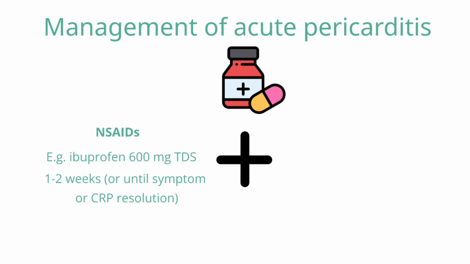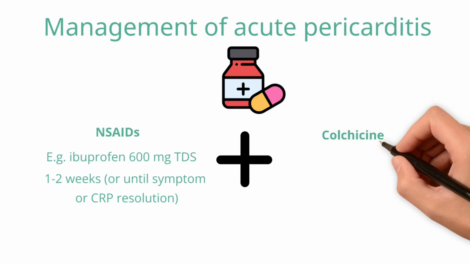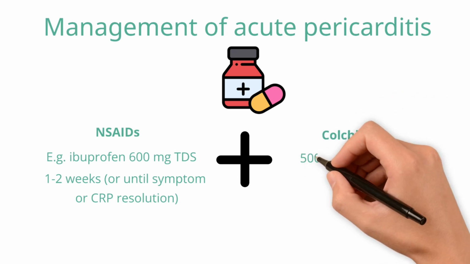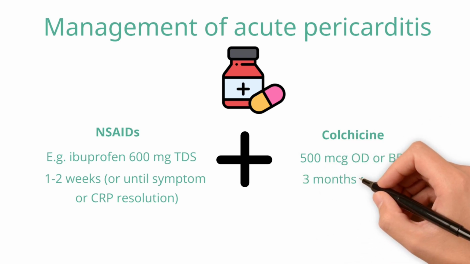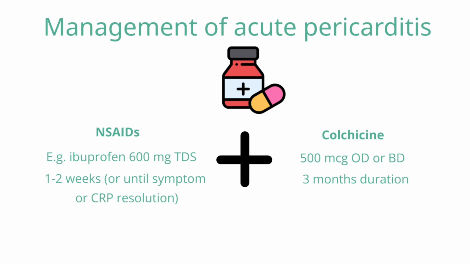Additionally, colchicine at a dose of 500 micrograms once a day if less than 70 kilograms and twice a day if over 70 kilograms should also be used first line alongside an NSAID for a period of 3 months. Continuing colchicine for this duration is thought to reduce the rate of recurrent pericarditis after the first episode. It is generally well tolerated but can cause loose stools and diarrhea.